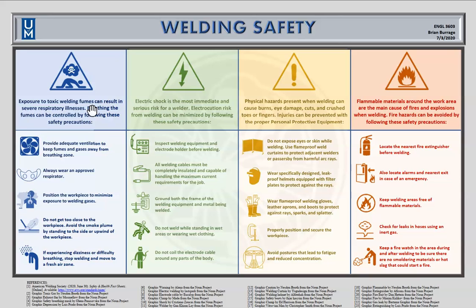The color scheme somewhat represents each category topic. Blue for gas exposure, green for electric shock exposure, yellow basically the caution color for physical hazards, and then red for fire or flammable hazards. There's no particular order based on categories, so I just ordered it based on the color spectrum order. So blue, green, yellow, red.